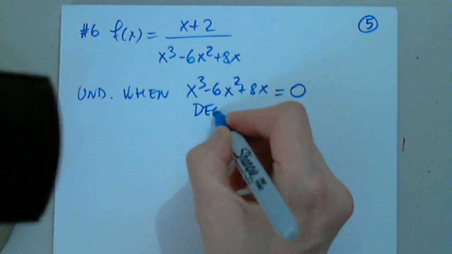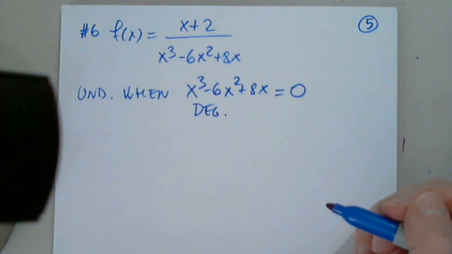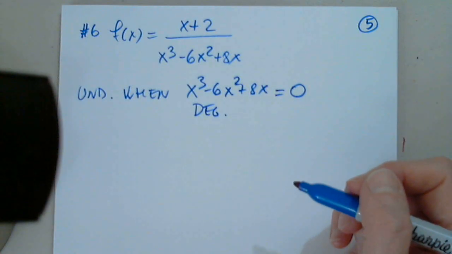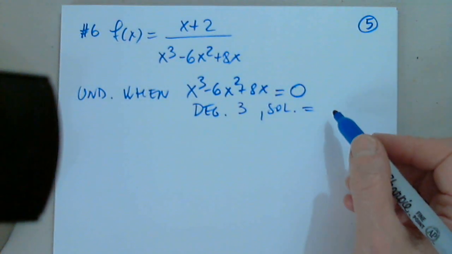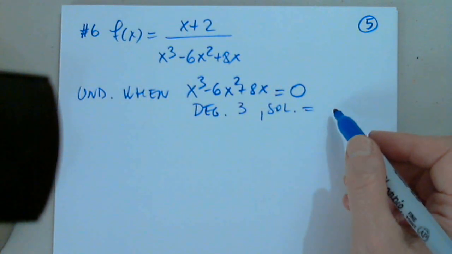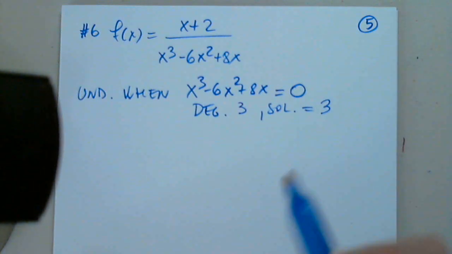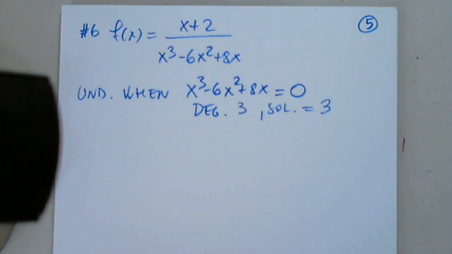What is the degree of this polynomial? 3. Very good. How many solutions do we expect? 3. Very good. Awesome. The degree is 3. Solutions 3. Yes, we can factor. Let me show you another option. And we will factor. But always remember you have this option here in apps, number 9. Polynomial root finder. It's a degree 3.